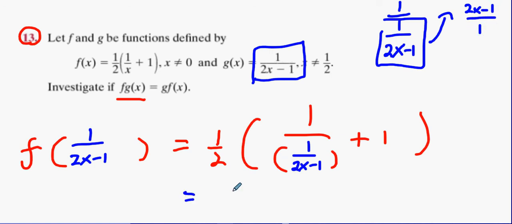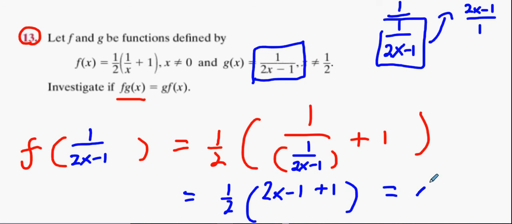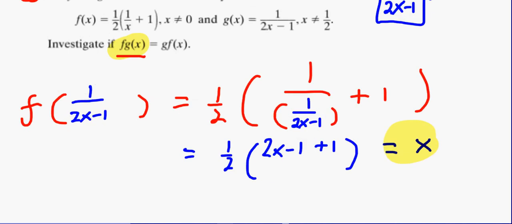So it's going to be a half 2x minus 1 over 1 plus 1. A half of 2x is x. So that is the answer for the red part here, this one here is x. Okay, let's go after g now. And g will be in blue.